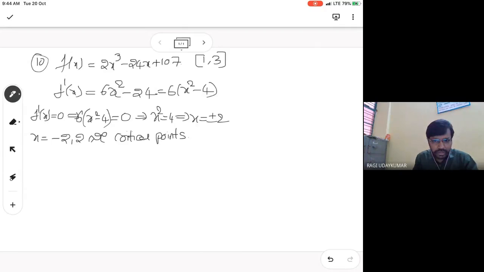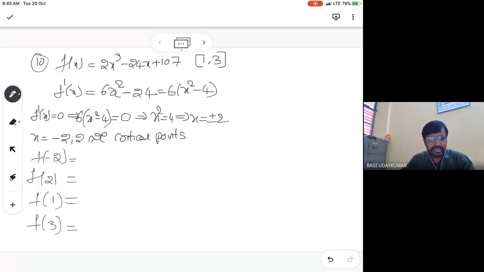So we need to find out the function value at minus 2, plus 2, 1 and 3. In all these places you need to find it. So f of minus 2, find out the value, some value you are going to get. I'm not going to do this one also because it is a very simple task for you to do. And f of plus 2 you do it. F of 1 you do it. F of 3 you do it. In all these, whichever is maximum, that is the maximum value of the function in the interval [1, 3].